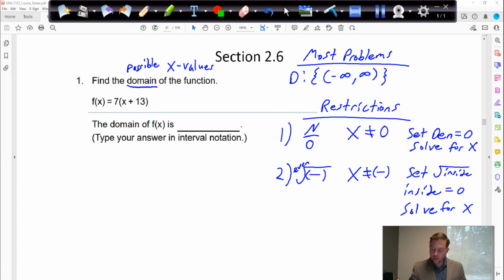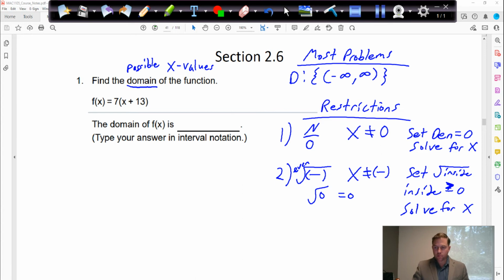Actually, we're going to make sure the inside is bigger than or equal to 0. So it's actually an inequality, not an equal sign. This inside has to be bigger or equal to 0. So you can have the square root of 0. That's fine. It's 0. So we can have this equal bar there.